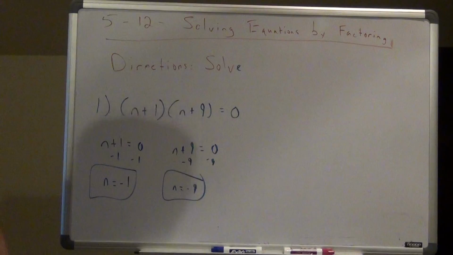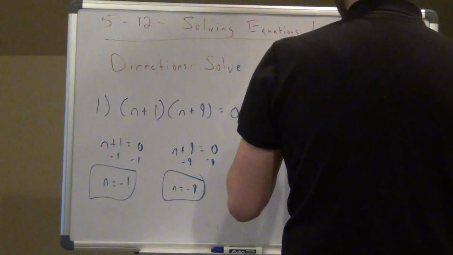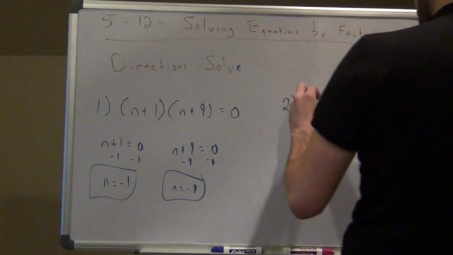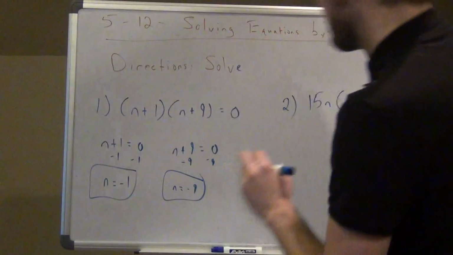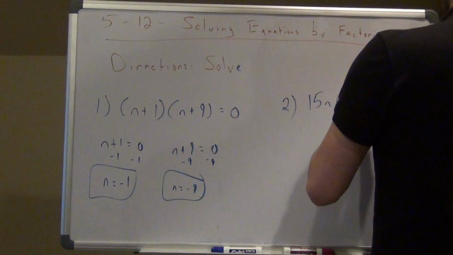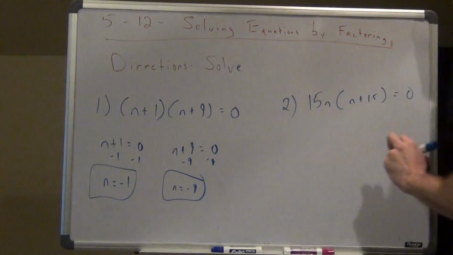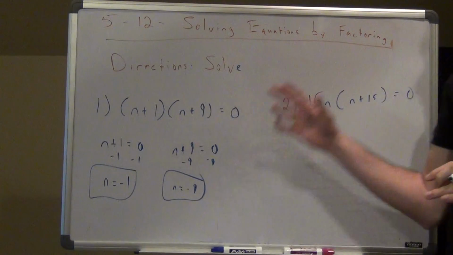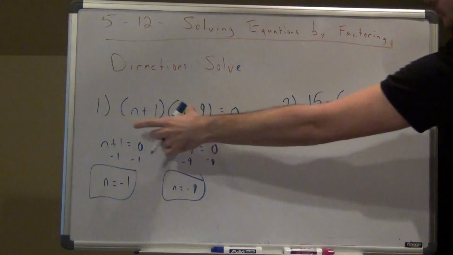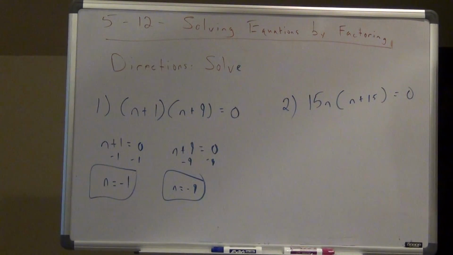Alright, well let's say you take a greatest common factor out. So let's say I took a greatest common factor out and then I expanded it. So they show you this example. They show you 15n times n plus 15 is equal to 0. So let's say I took a greatest common factor out and then I factored like this. So I'm left with this, right?